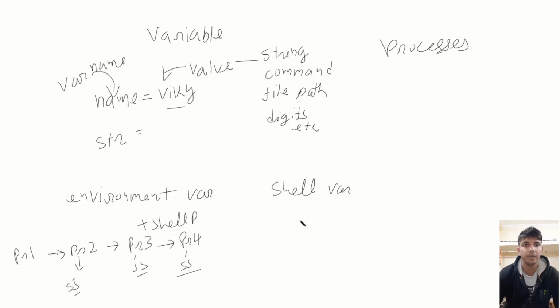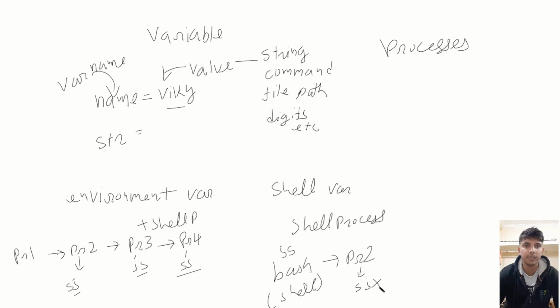Now a shell variable can only be created by the shell process. And when the shell process creates a shell variable, the subsequent processes will not be able to use it. For example, if my process is bash, which is a shell process, and then let's say I initiated another process, process 2, and any variable, let's say the variable name is ss, which I created, then the subsequent process will not be able to use it. So process 2 will not be able to use the ss variable.